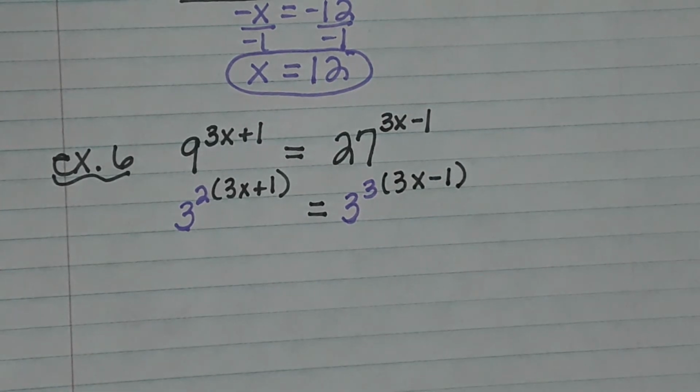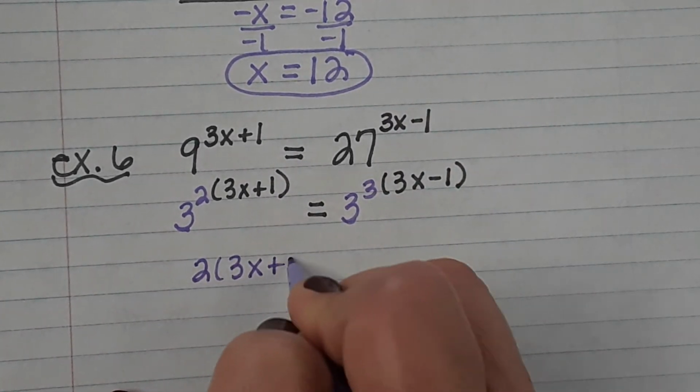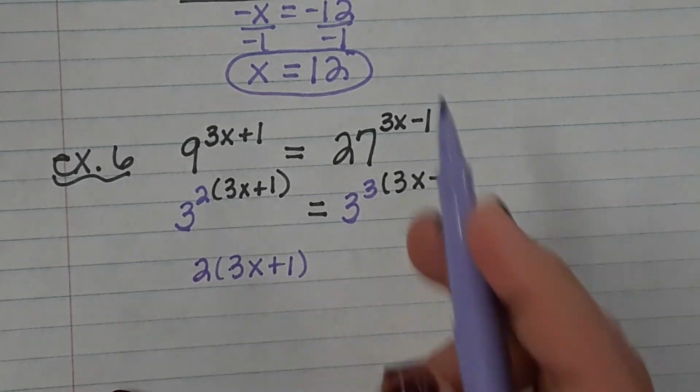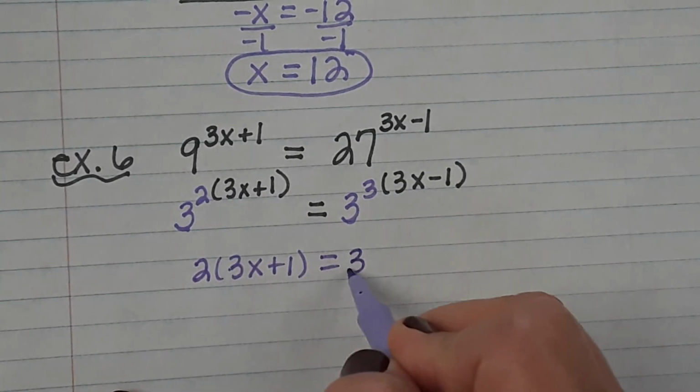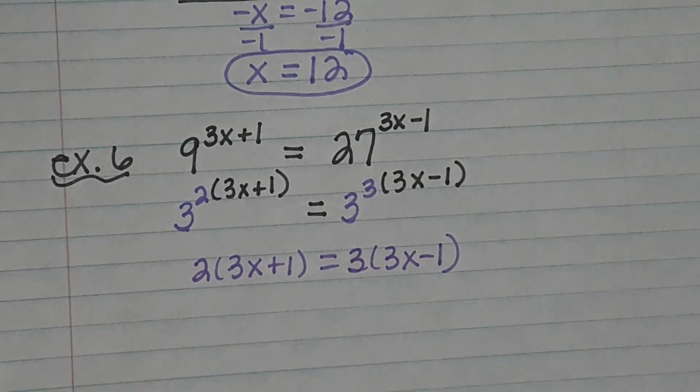Now our bases are the same, so now we can set them equal to each other. Please remember that because I know some of you have already started solving this, if you get your answer as a fraction, it's okay. Answers can be fractions. Don't change them to decimals, leave them as fractions. So I'm going to write 2 times 3x plus 1, because that's that exponent right there. And then I'm going to write 3 times 3x minus 1, because that's that exponent. I'm going to distribute, and then I'm going to solve.